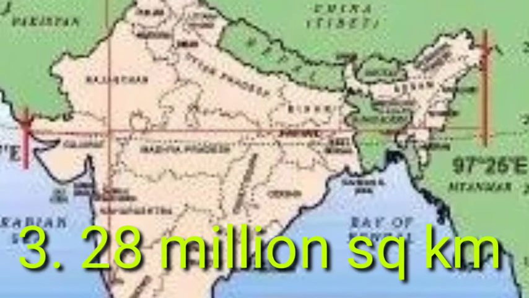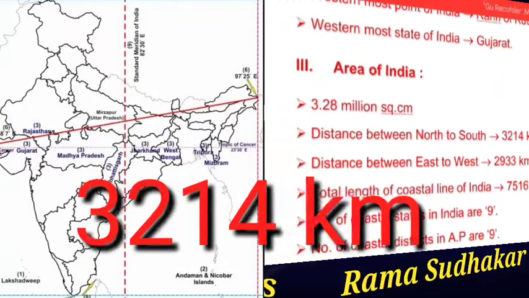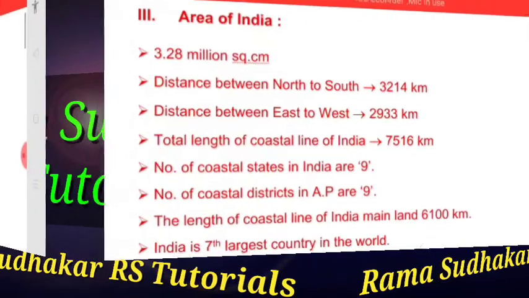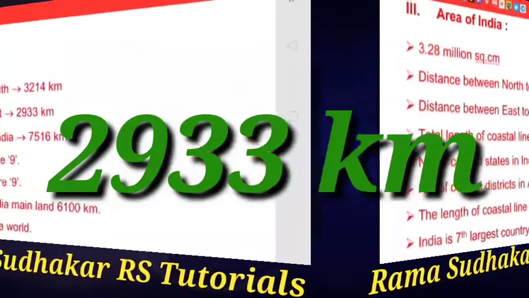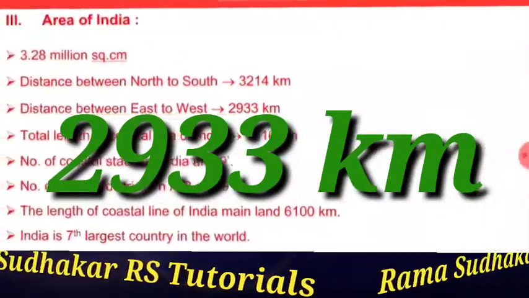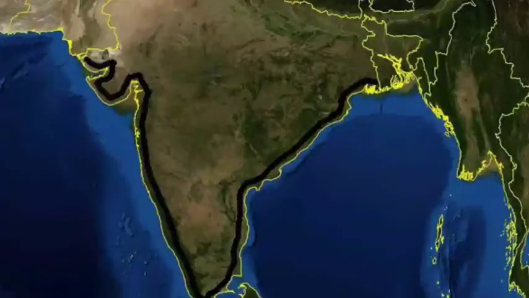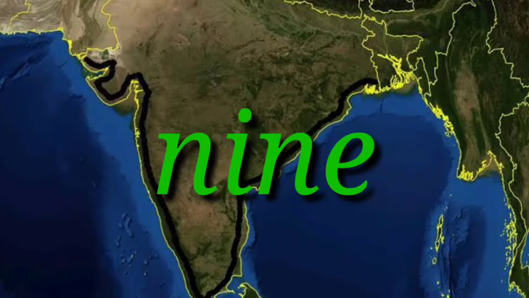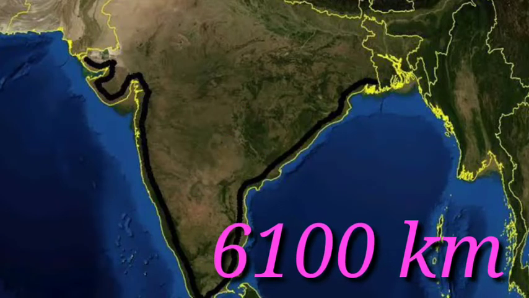Now we will discuss the area of India. 3.28 million square kilometers of area. Distance between north to south: 3214 kilometers. Distance between east to west: 2933 kilometers. Total length of the coastline of India: 7516 kilometers. Number of coastal states in India, there are 9 states. Number of coastal districts in Andhra Pradesh, there are 9. The length of the coastline of the Indian mainland is 6100 kilometers.